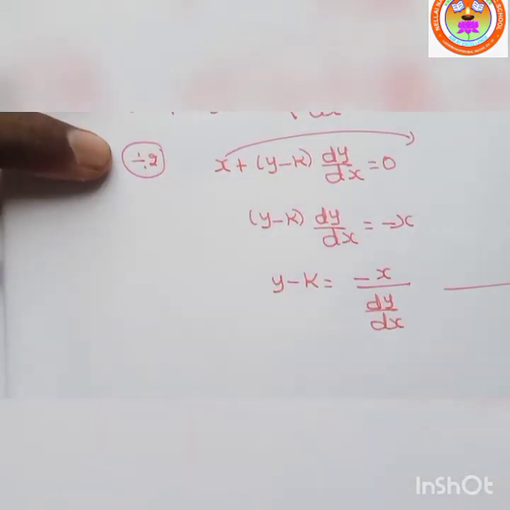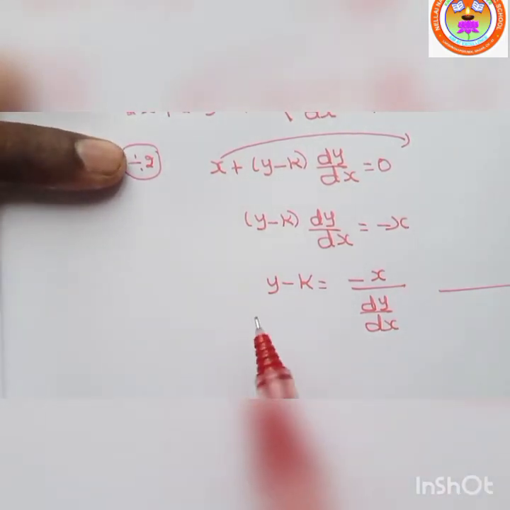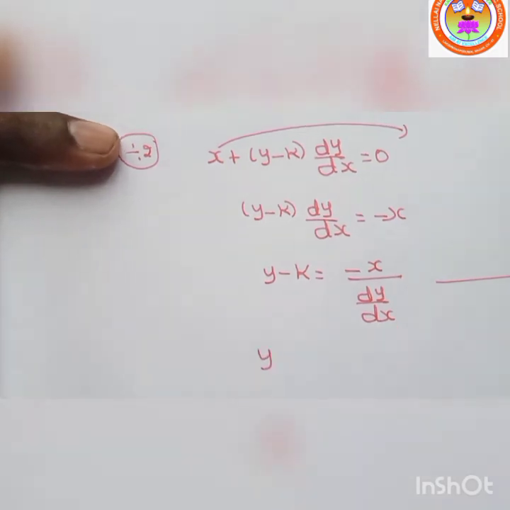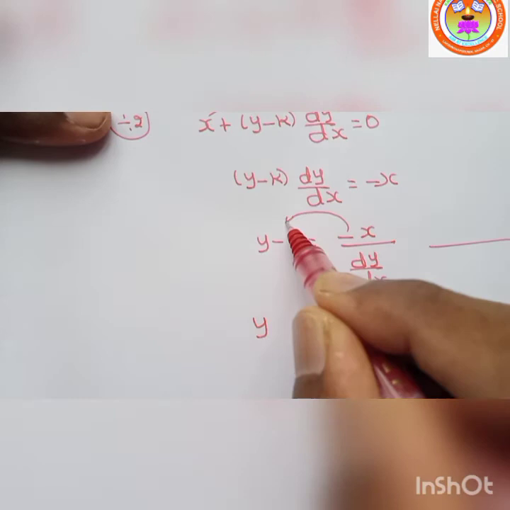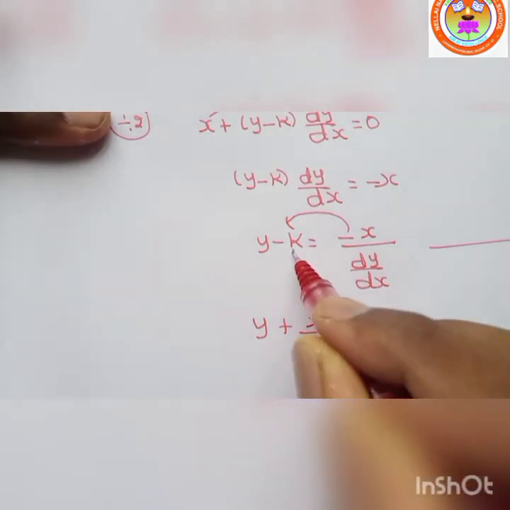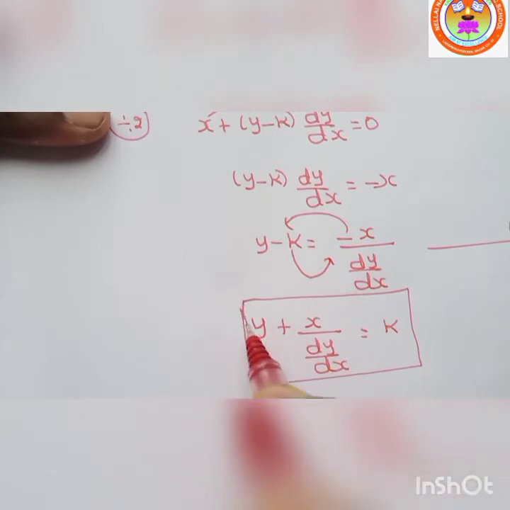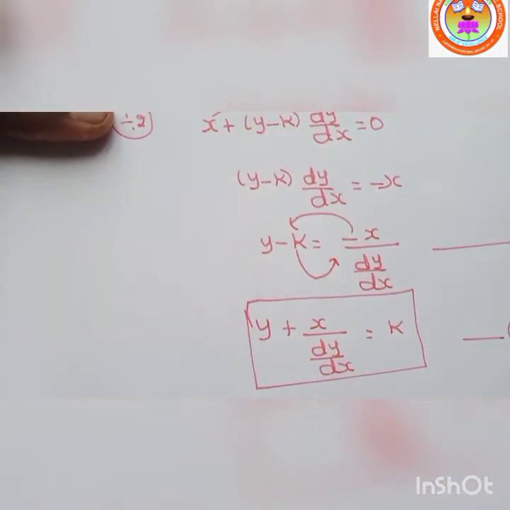So we find the value of y. y minus k is found, so y equals minus x divided by dy by dx, and minus k becomes plus k. Take this as equation number 3.